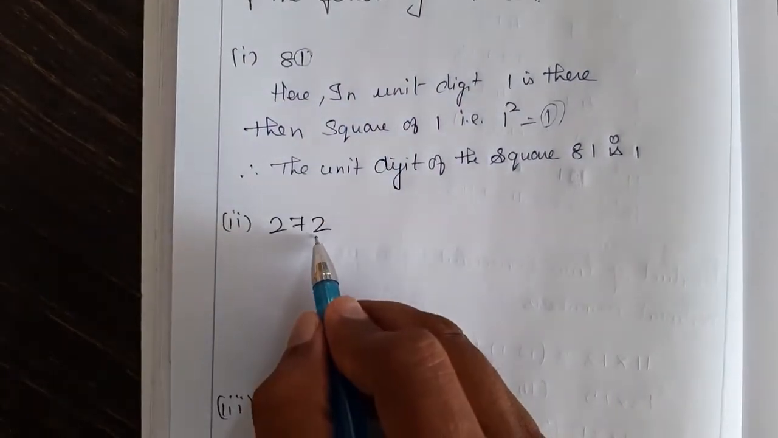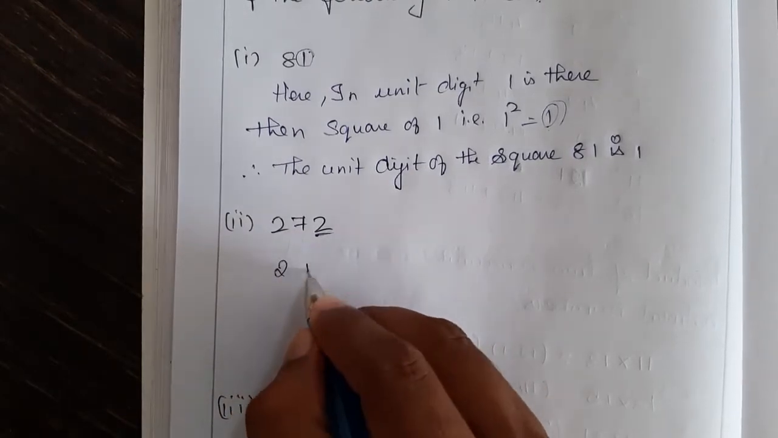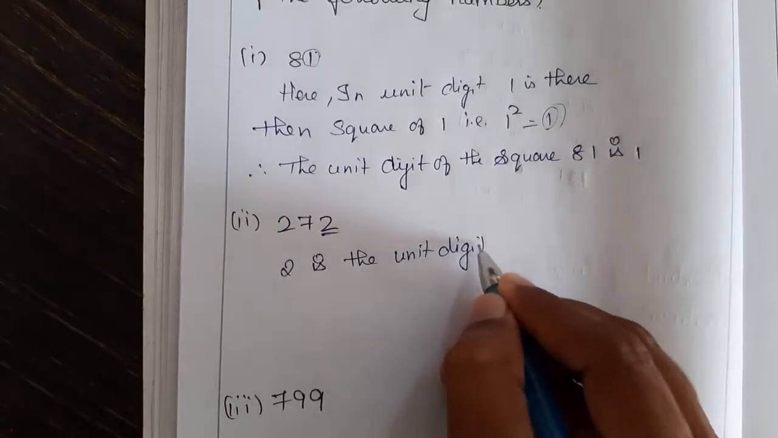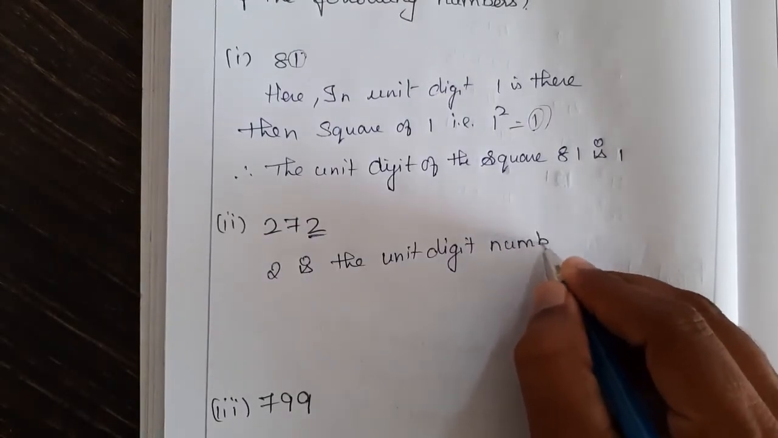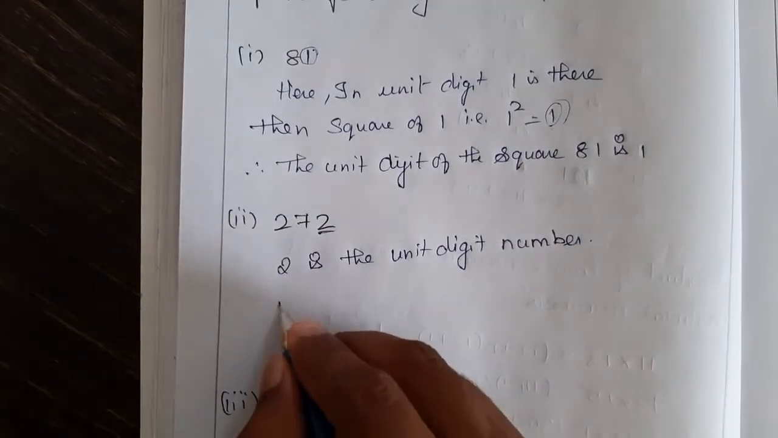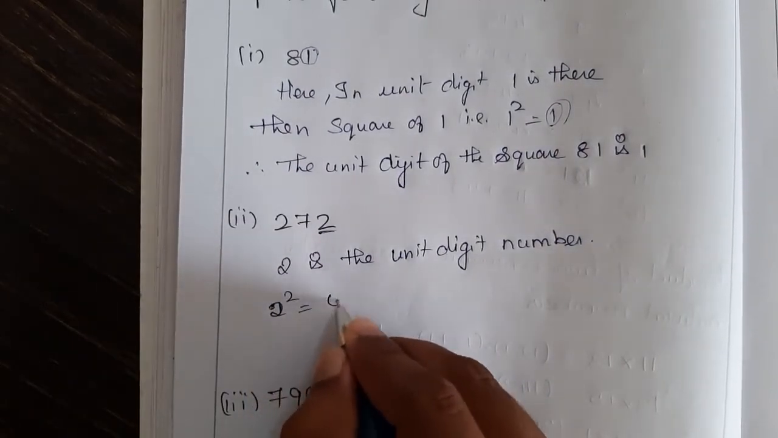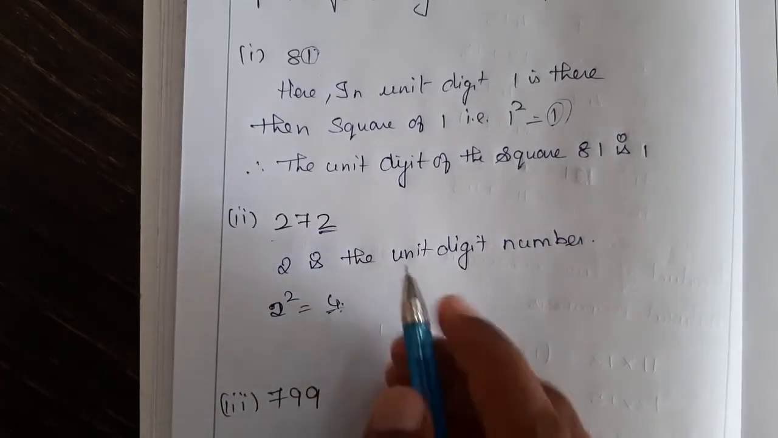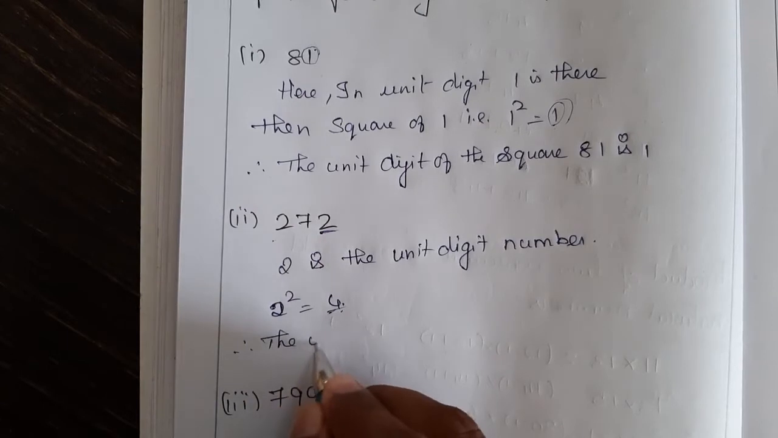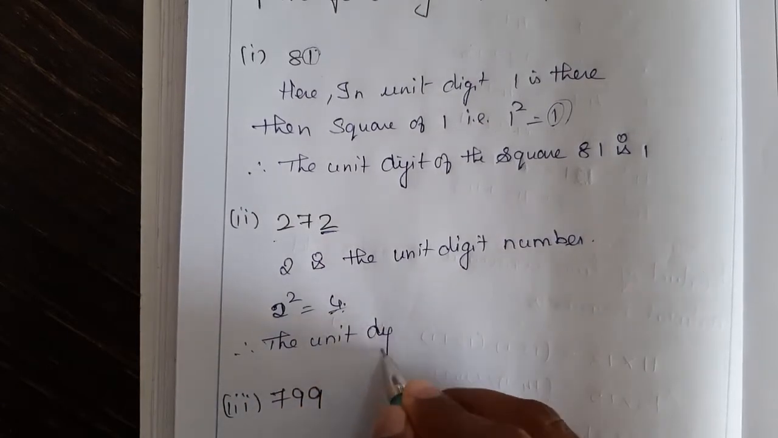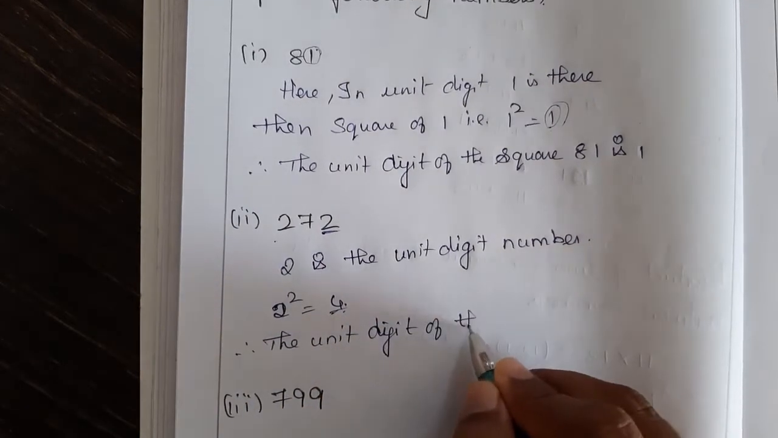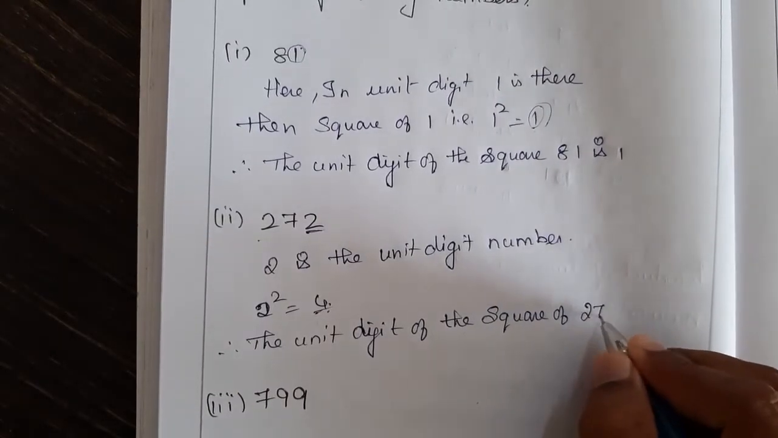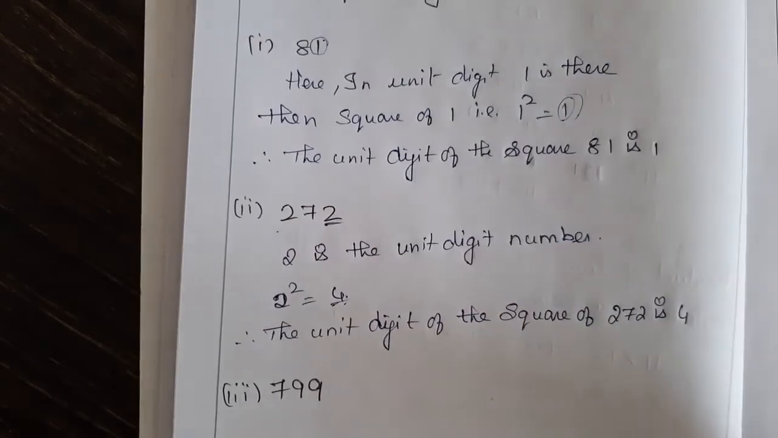So first choose what is the unit digit in the number. 2 is the unit digit of the number, right? First you have to choose it from the number. Then square it. So directly I will write 2 square is equal to 4. Then the unit digit of the square of 272 is also 4. Therefore, the unit digit of the square of 272 is 4.